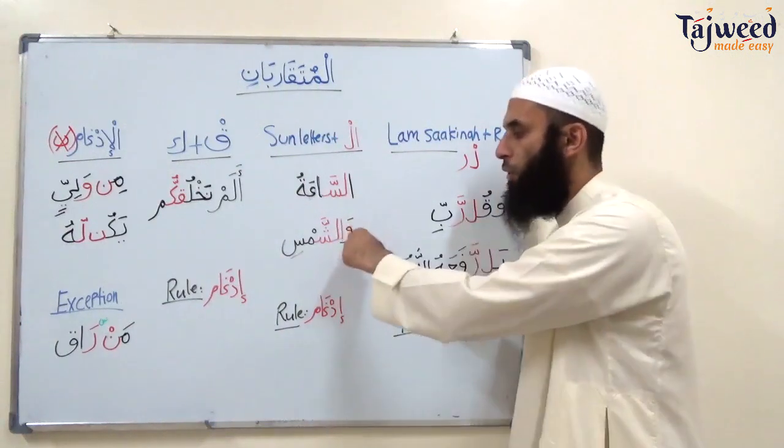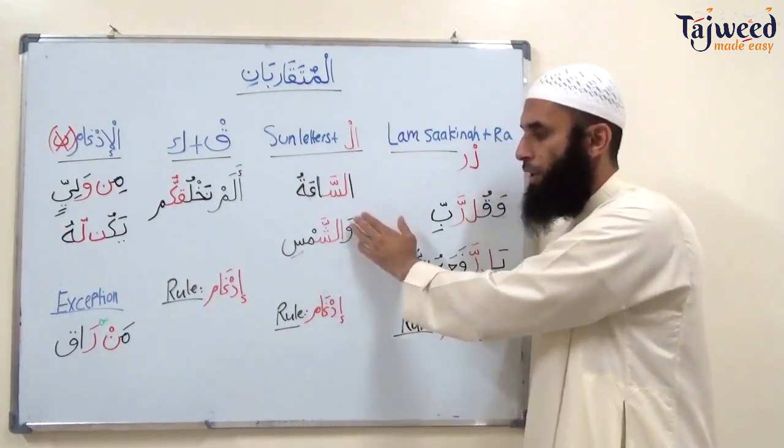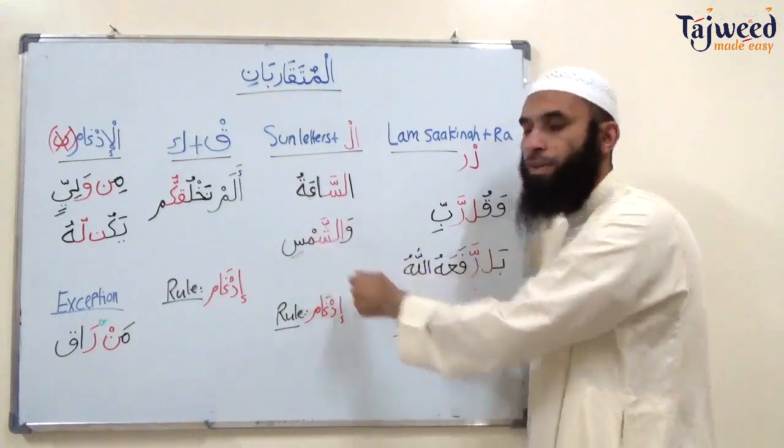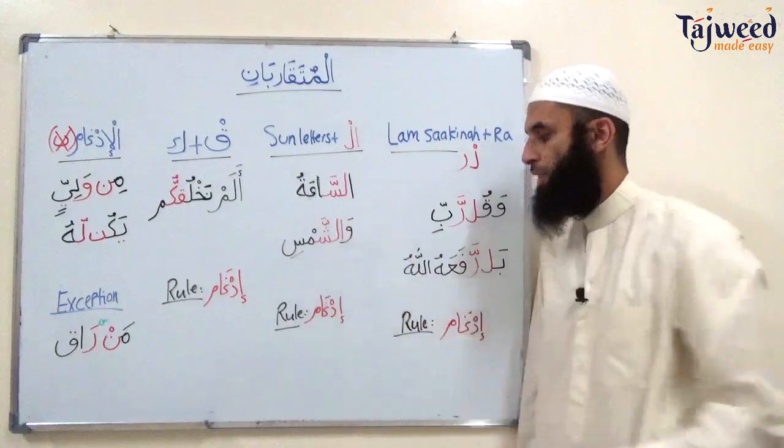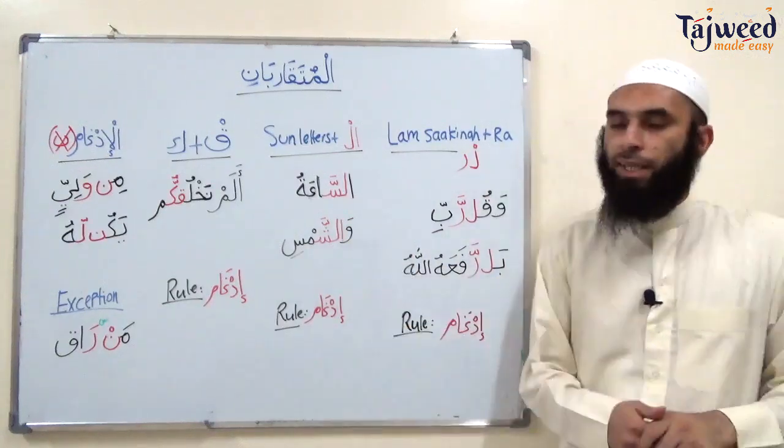And ash-shams, or wash-shams, with the waw here. So we have here the word al-shams, the sun. How would we pronounce it? Pronounce it as ash-shams. So wash-shams. The rule here is to make idgham.